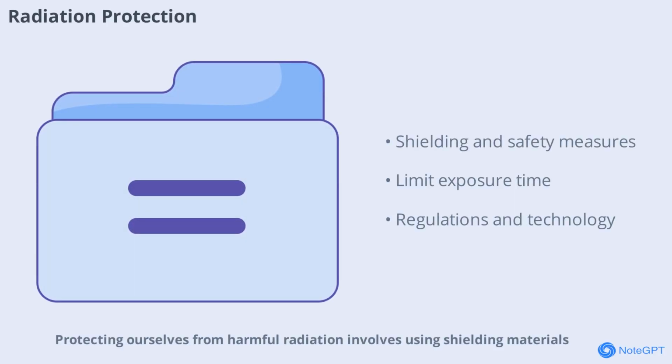Protecting ourselves from harmful radiation involves using shielding materials, limiting exposure time, and maintaining a safe distance from sources. In medical and industrial settings, strict regulations ensure that radiation is used safely. Advances in technology continue to improve our ability to detect and protect against radiation hazards.